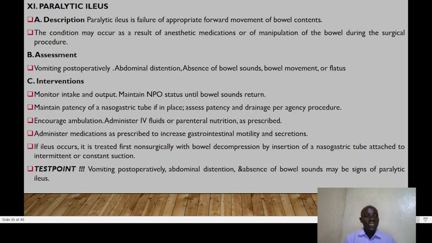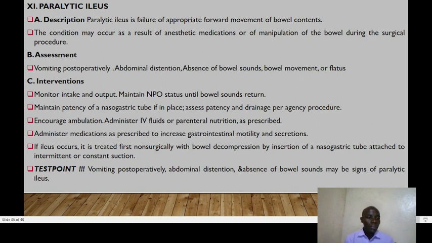Paralytic ileus, and this is failure of appropriate forward movement of bowel contents. This condition occurs as a result of anesthetic medication or manipulation of the bowel during the surgical procedure. So the patient may be vomiting post-operatively. Patient may present with abdominal distension or absent bowel sounds and bowel movements.